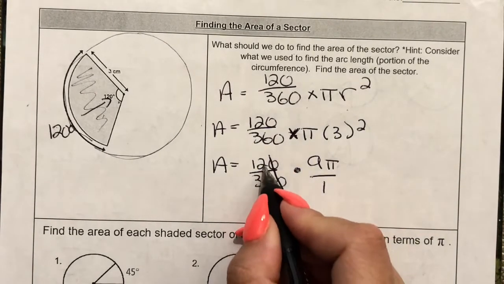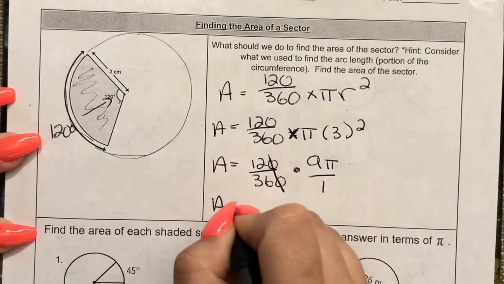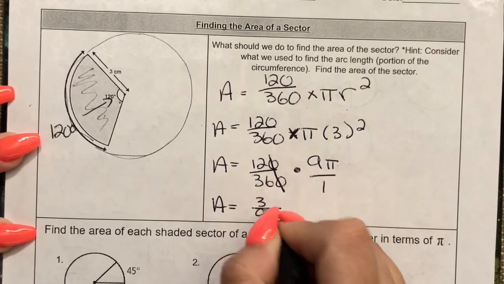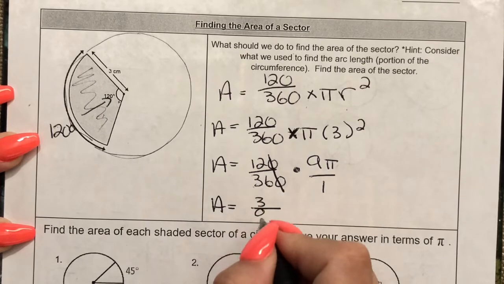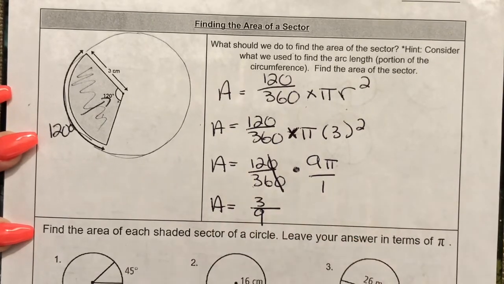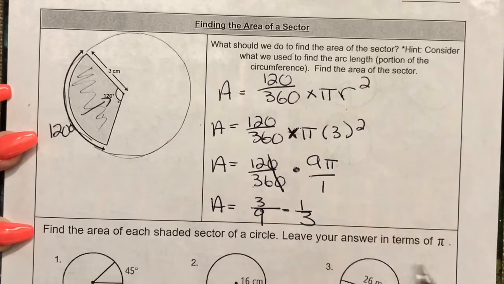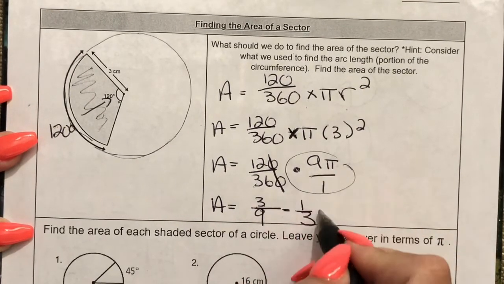I can see here that 12 and 36 are both divisible by 4, so I'm just going to keep breaking it down as much as possible. 12 divided by 4 is 3. 36 divided by 4 is 9. I can continue to simplify that as 1/3. So 3 over 9 is the 1/3, and I'm just going to bring this down.